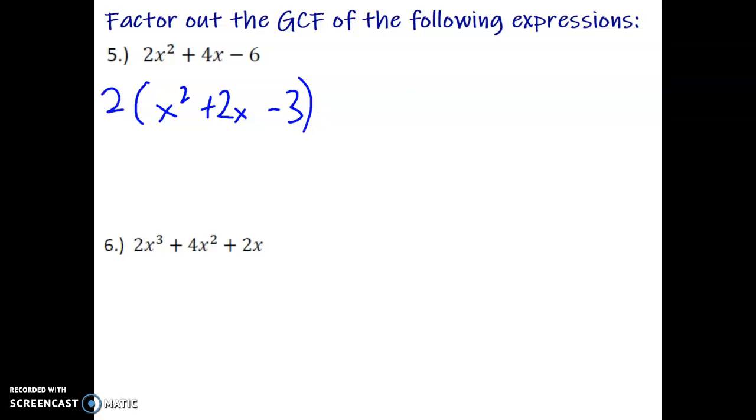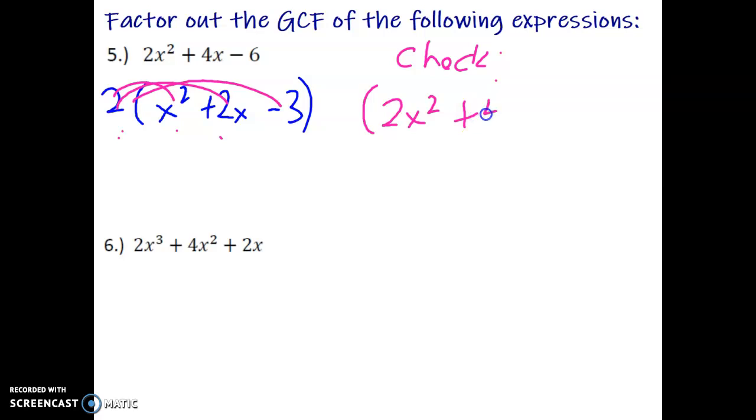Okay, and then remember from before, if I want to check this one, what will I do to check it? Well, I can distribute that 2 that's in the front and make sure I get the same thing. So 2 times x squared is 2x squared. All right, 2 times 2x. If I put those together, I'm going to get 4x when I multiply. And 2 times negative 3, that's going to be negative 6, which you can see is the same thing that I got when I started. So I know I got this one right.